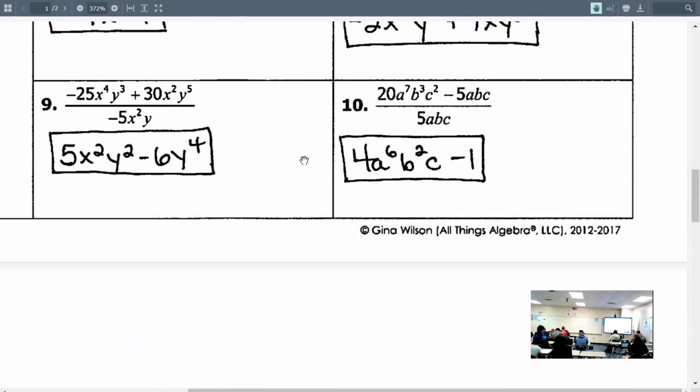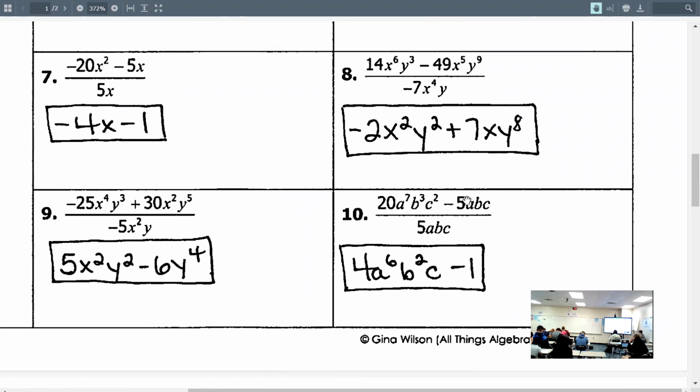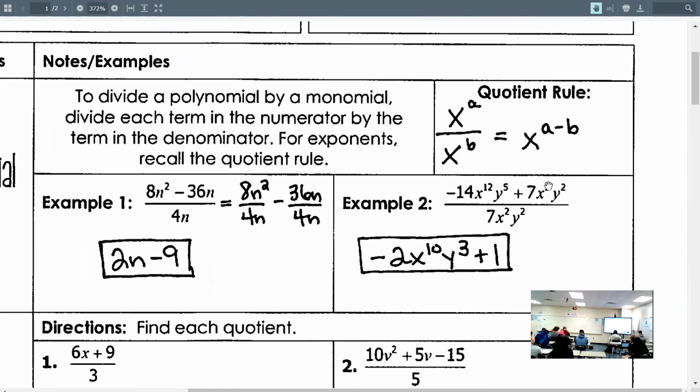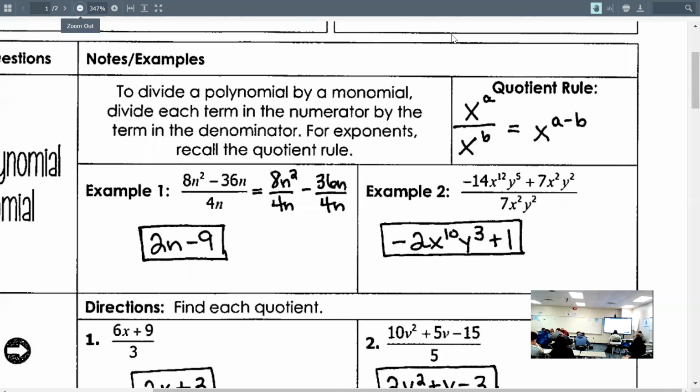So I just want to remind you, if it completely cancels out, you still need to have 1 as a placeholder, like in situations like this, like negative 5 ABC over 5 ABC, minus 1 in your answer. Or situations like in example 2 that we saw. This is the same as this, it cancels out to 1. They still have to write the 1, you don't want to put plus 0 if there's nothing else there. So any questions? All right, you have the rest of the time to practice. If you have questions, please ask.